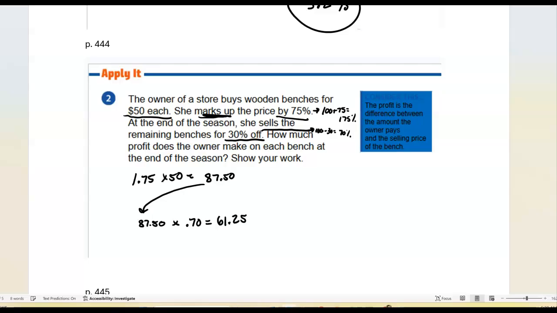$61.25. Profit is whatever money something sells for minus whatever it cost. So $61.25. The original cost of the bench was $50, minus 50. So on each bench, she makes $11.25 profit for selling those benches at those prices.